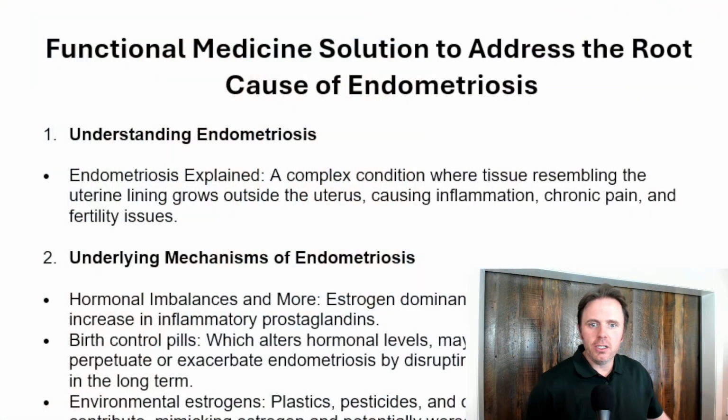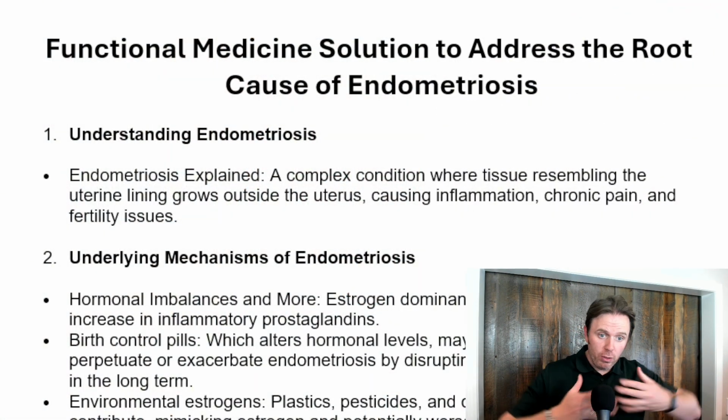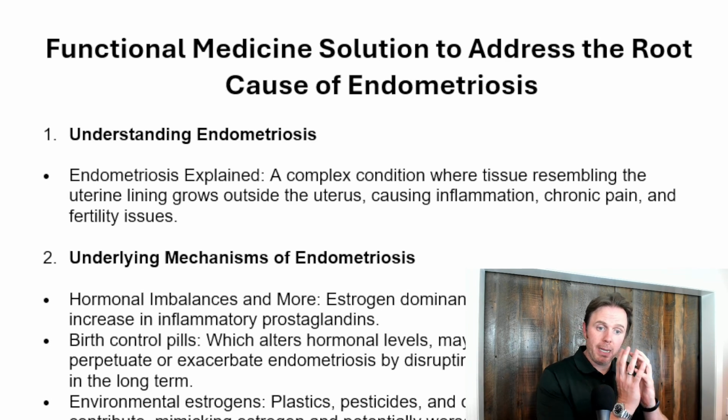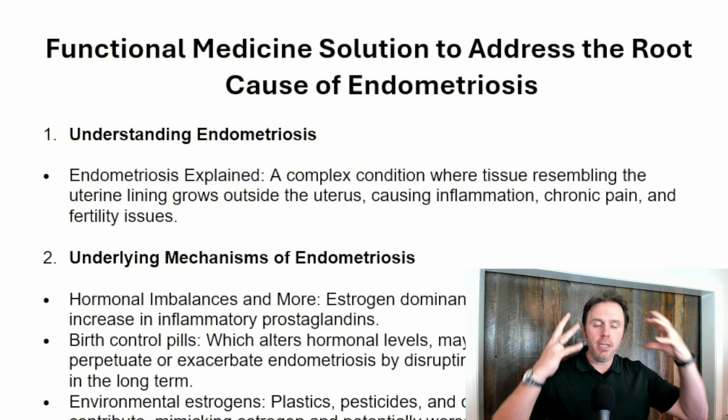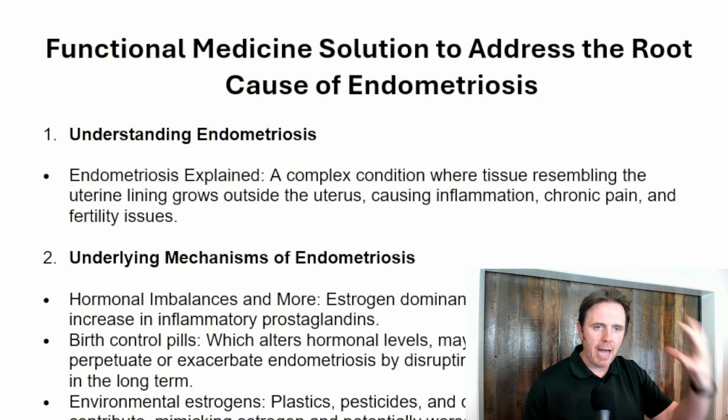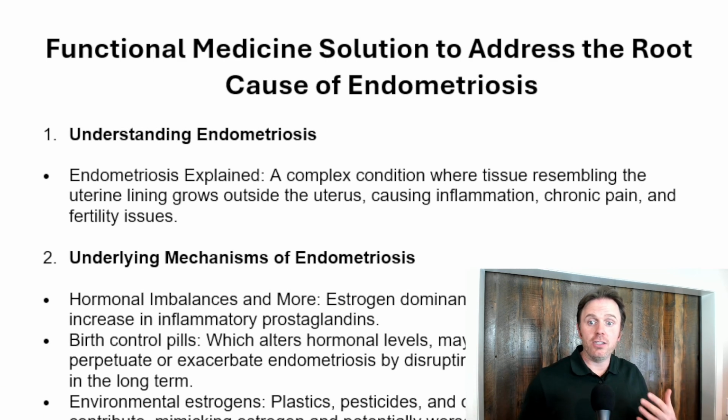All right, so first off, what is endometriosis? It's a complex condition where you have tissue, the uterine lining. Your uterus is where the baby grows, where the egg implants, and we have tissue in that uterine lining. When that tissue starts to grow in other places in the body, it could be on top of the uterus, it could be on the bladder, it could be on the colon. When it grows in other areas outside of the uterine lining, that's considered endometriosis.